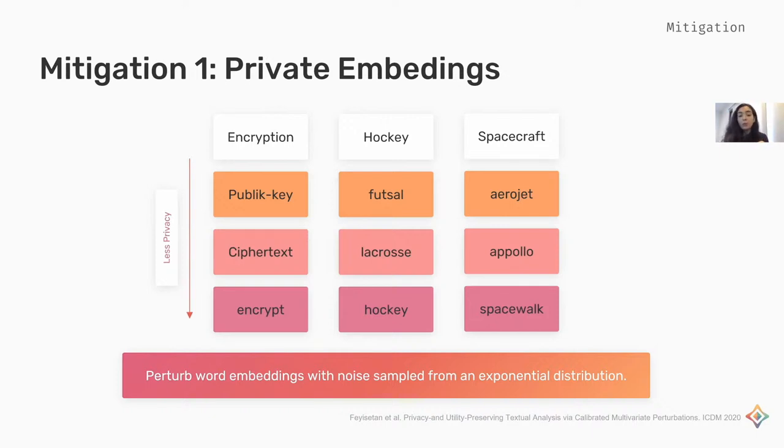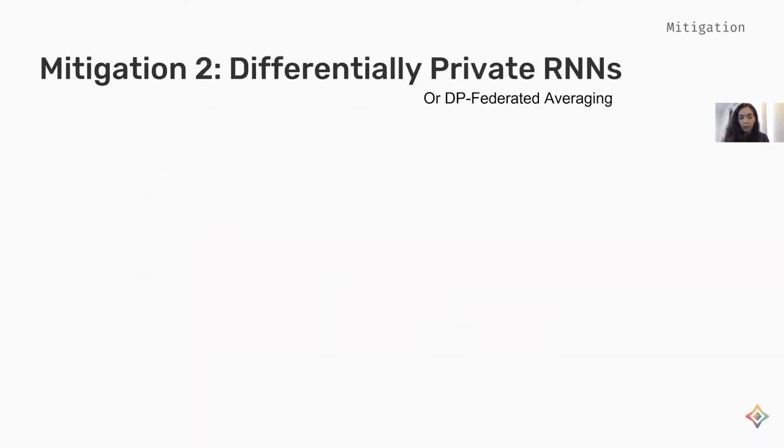So geo-indistinguishability is used to make sure that our perturbations are within the radius that we want them to be, and they're not going to map words to random, unrelated words.